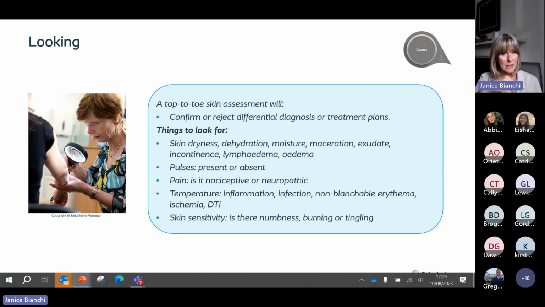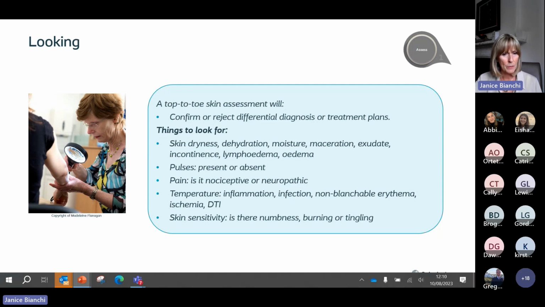We're looking for dryness in the skin or dehydration, or is the skin moist? Is there a lot of maceration, particularly around the wound? Exudate? Is the person incontinent? Do they have lymphoedema? All of these things when you're looking at that top-to-toe assessment. If this is a wound on the leg or the foot, do they have good foot pulses, or are their pulses absent? What about pain? Is it a new pain, so nociceptive pain, or is it a chronic pain, a neuropathic pain?